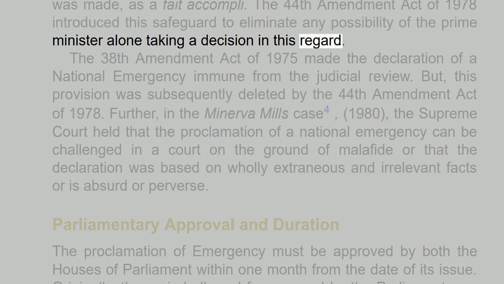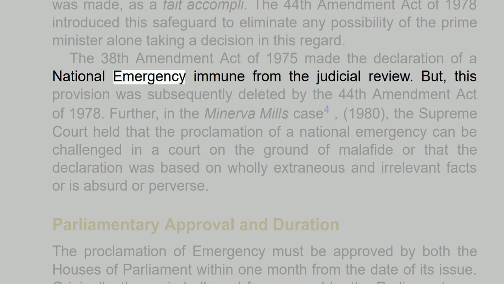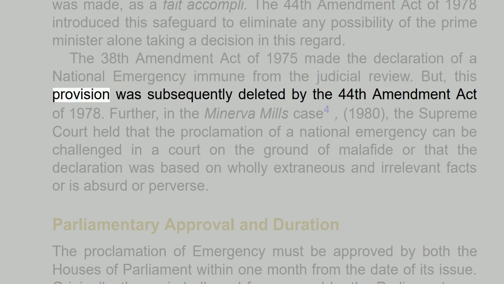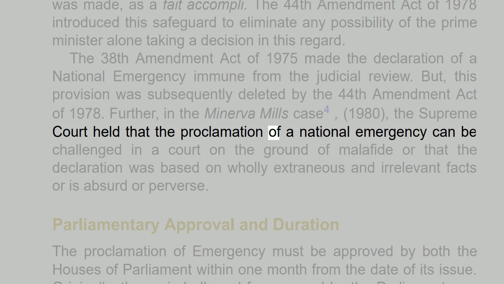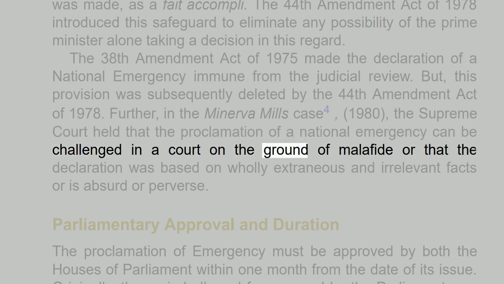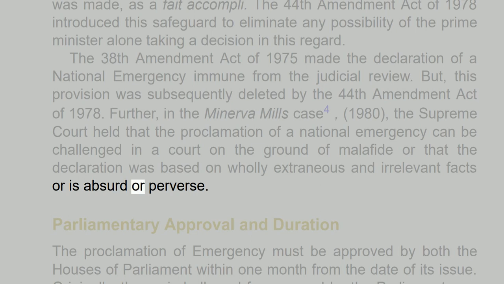The 38th Amendment Act of 1975 made the declaration of a national emergency immune from judicial review. But this provision was subsequently deleted by the 44th Amendment Act of 1978. Further, in the Minerva Mills case, 1980, the Supreme Court held that the proclamation of a national emergency can be challenged in a court on the ground of malafide, or that the declaration was based on wholly extraneous and irrelevant facts or is absurd or perverse.